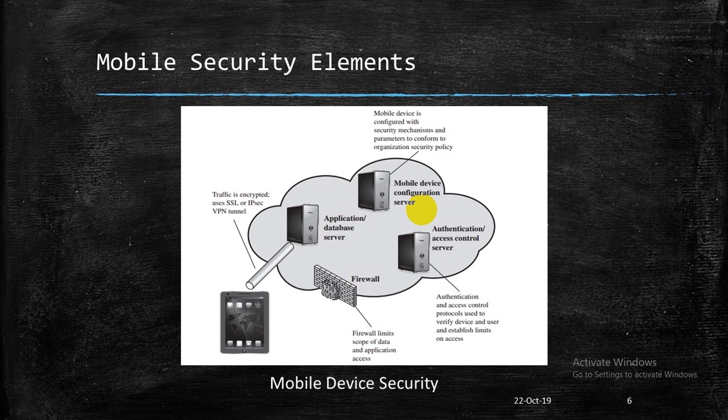Before the access, the firewall will detect any malware, crimeware or very malicious data which can interrupt the system. The firewall limits the scope of data and the application access. That means the firewall will check all the data and limit the access.